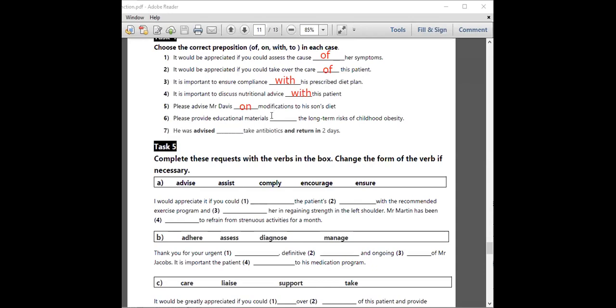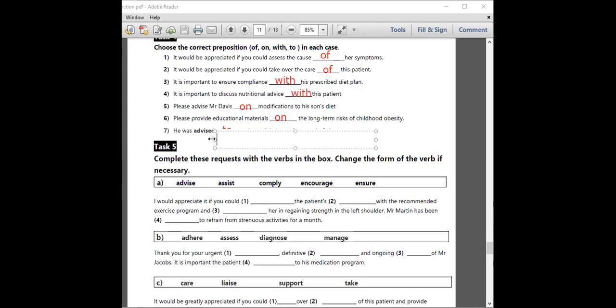Educational materials. Okay, now, educational materials for what? So please provide educational materials on the long-term risks of childhood obesity. Materials on the long-term risk. Okay. And here we are using advise as a verb, and then you have another verb after it, right? To take. So here I would not say advised on take, because if I use on, then the following should be a noun. Okay? So on is always followed by a noun, but here take is a verb, so to is followed by take. So the seventh will be to.